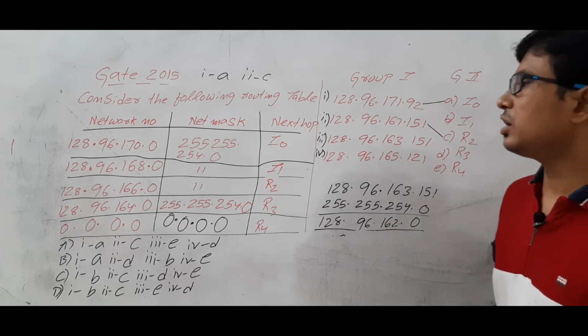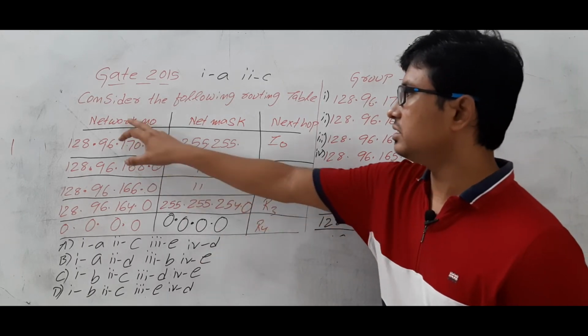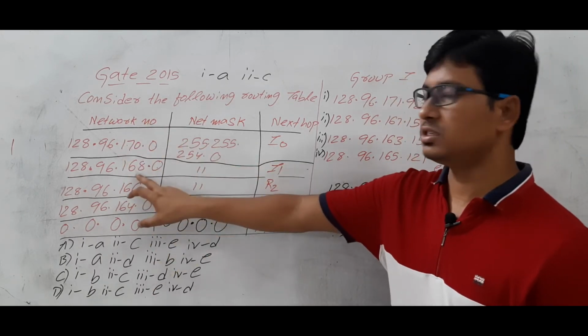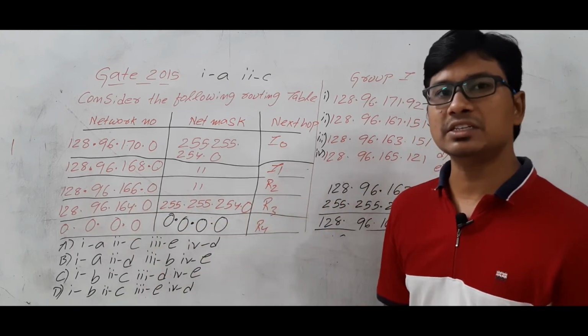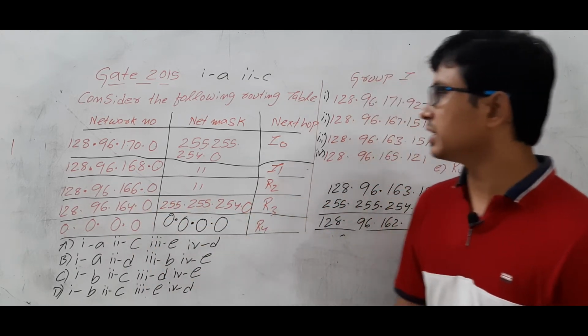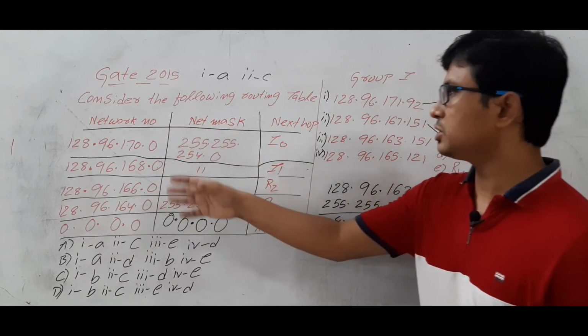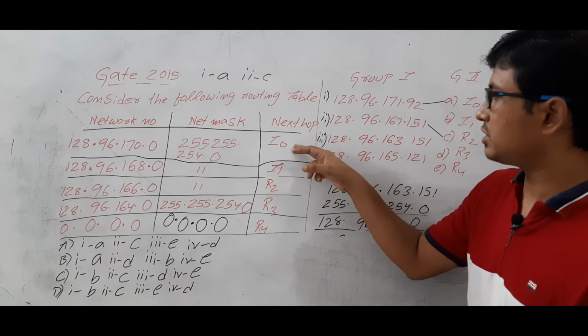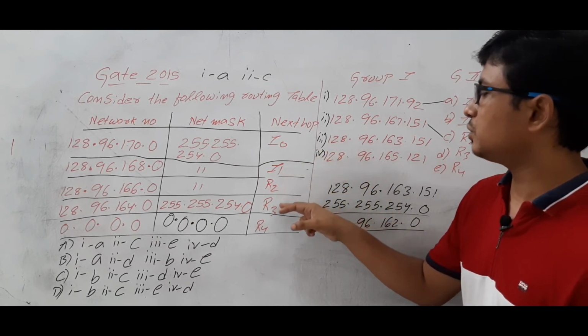128.96.162.0 is not matching with any one. Am I correct or wrong? This is not matching with this one. This is not matching with this one. This is not matching with this one. Then this is not matching with this one. Then you can ask me like this, sir, it is not matching with this one. So this packet is not traversed using network interface or next hop as I0, I1, R2 and R3.